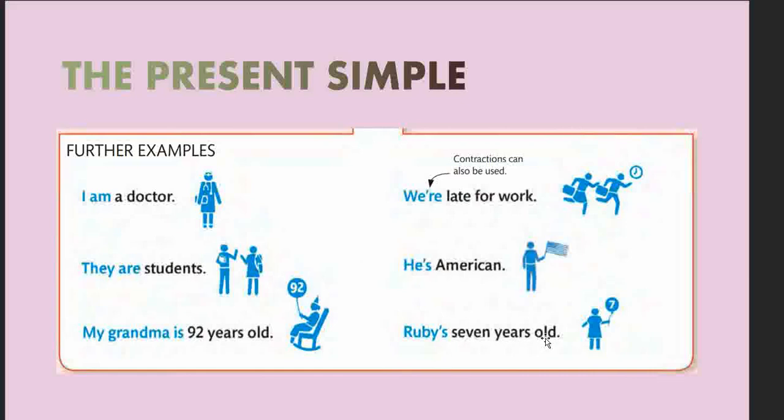Ruby is 7 years old. This is actually Ruby is. The i is taken away. An apostrophe is added. And that is how the contraction is used.